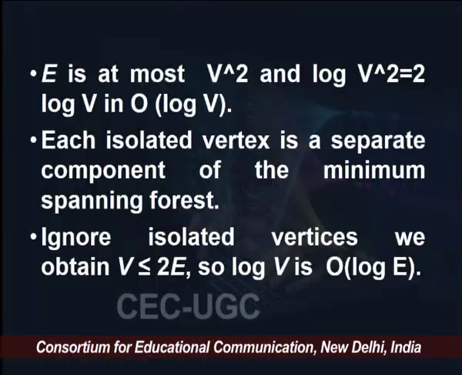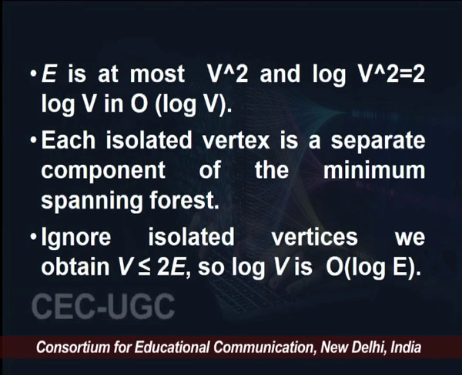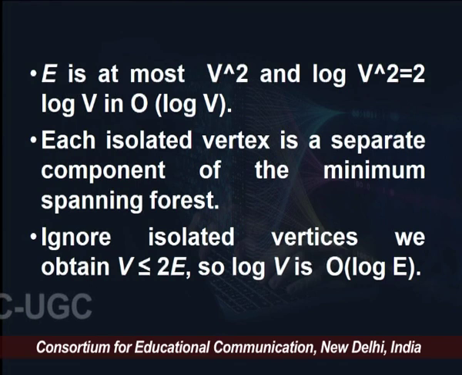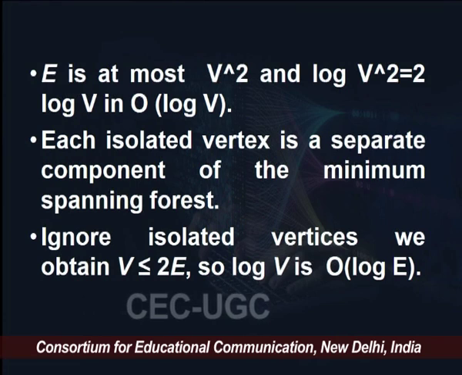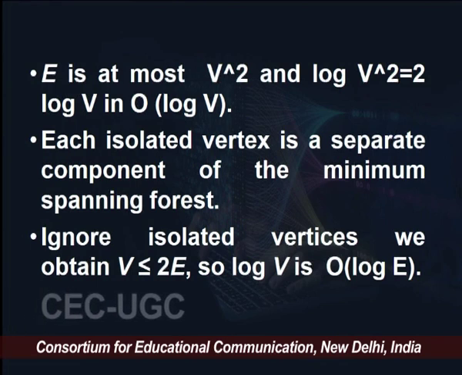Now, considering a dense graph, E is at most V squared. So, for example, if there are 8 vertices, there can be at most 64 edges, and taking log on both sides, we have log of V squared equals 2 log V, or order of log V. So, log E can be replaced with log V. Each isolated vertex is a separate component of the minimum spanning forest, and we are ignoring isolated vertices. We obtain that V is always less than or equal to 2E, or log V is order of log E, by taking log on both sides.